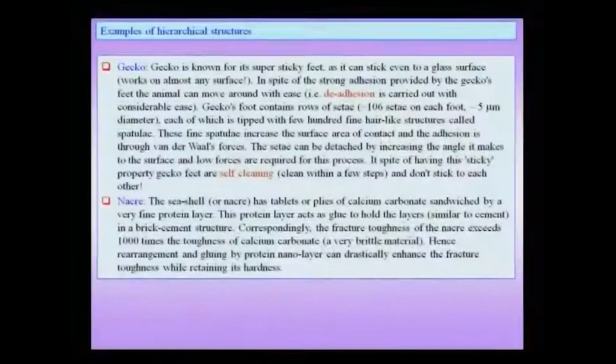The gecko is a lizard-like creature which is known for its super sticky feet. It can even stick on a glass surface. In other words, it can hang upside down from a glass surface, and its beauty is that its sticking property works on any surface. In spite of the strong adhesion provided by the gecko's feet, the animal can move around with ease. That means that de-adhesion is carried out with considerable ease.